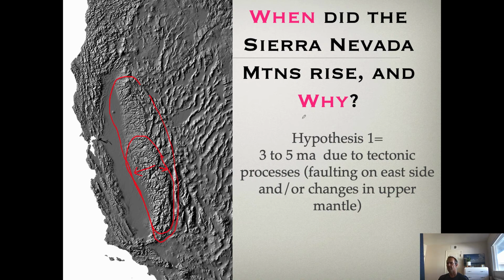So one hypothesis about the growth of these mountain ranges is that it happened around 3 to 5 million years ago due to tectonic processes. So normal faulting in the Basin and Range at the end of the Miocene affected the eastern part of the Sierras, and you have big normal faults here, and the Sierras are in the footwall block of that big normal fault and lifted up the mountains.